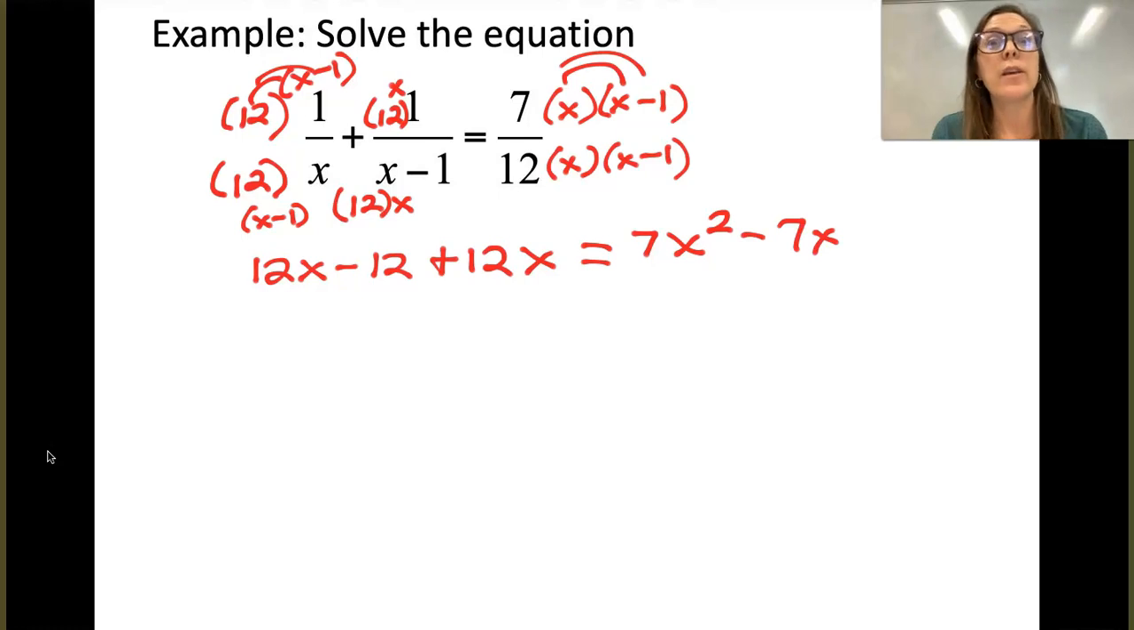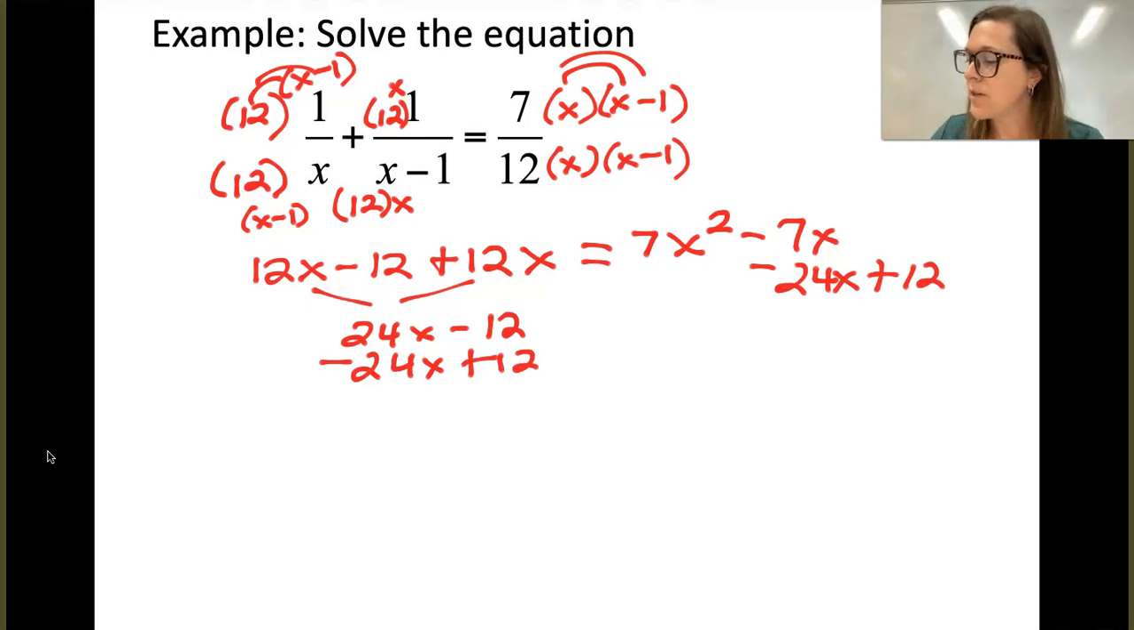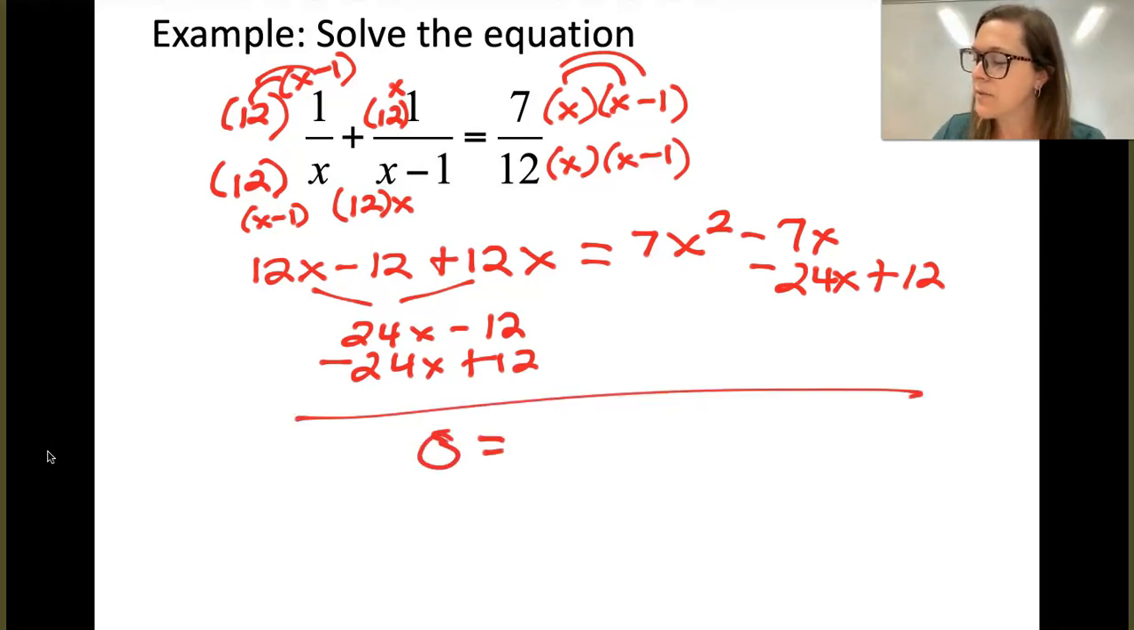So now I have a quadratic equation that we should hopefully be able to solve. Let's shift everything over to the right side because that's where my quadratic term is. These guys come together to make 24x. So I'm going to subtract a 24x over. And it looks like we're going to add a 12 over. So that gets my quadratic to look like this. 0 is equal to 7x squared minus, what would that be? 24 and 7 would make 31, so 31x plus 12.